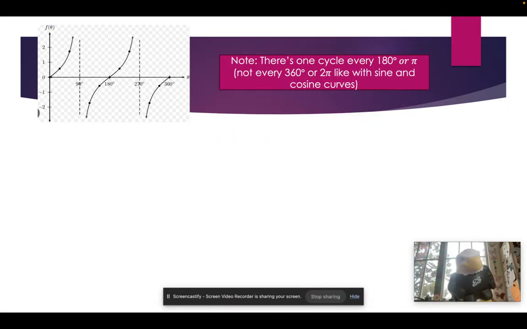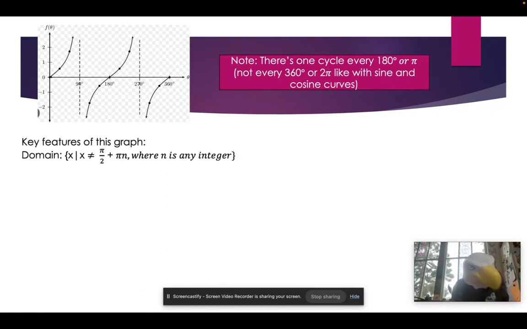Please note, unlike the sine and the cosine, a tangent has one cycle every 180 degrees or every pi in radians. So the domain is x such that x is not pi over 2, or 90 degrees, plus 180 degrees or pi, every pi. And the range, you can say it in interval notation or in fancy set notation.